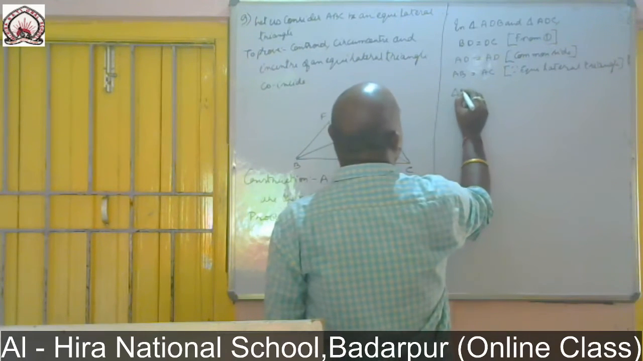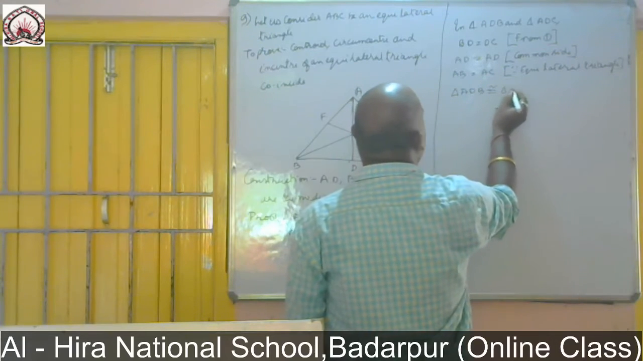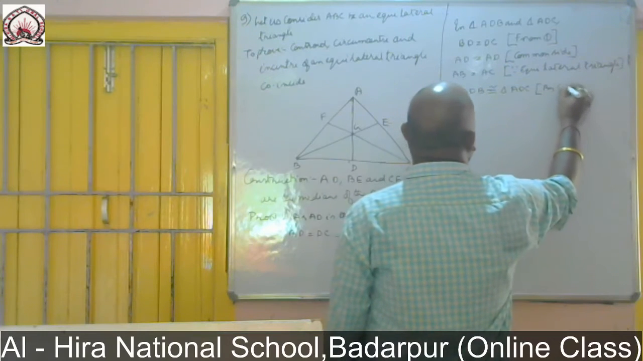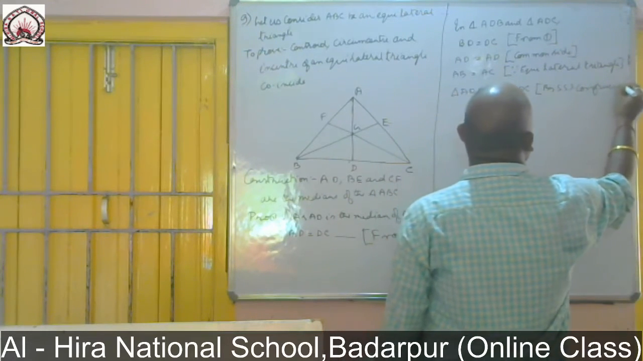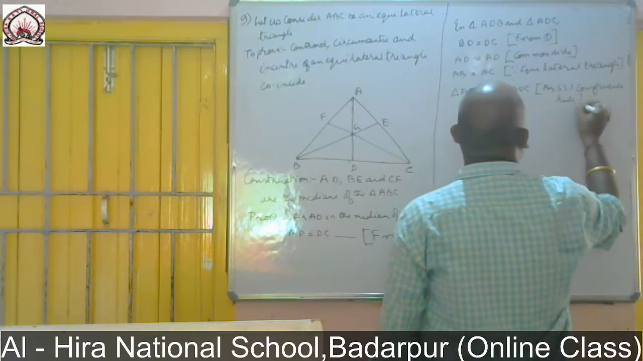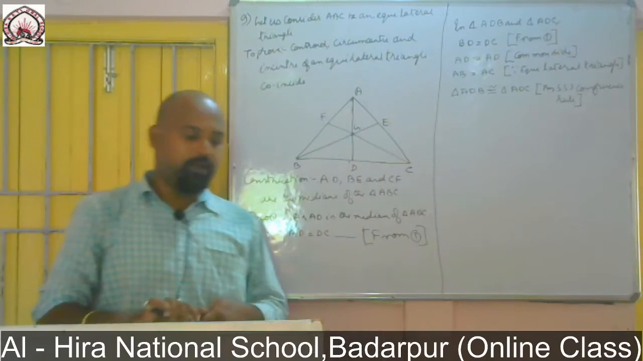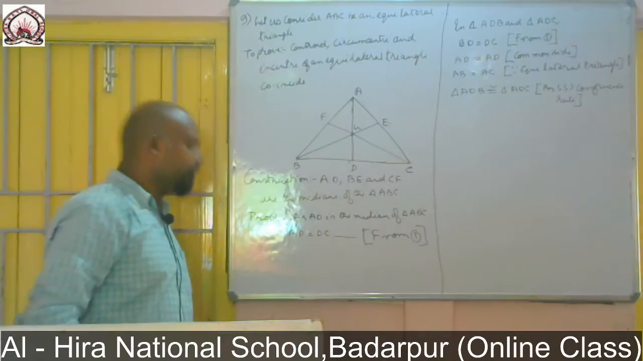So triangle ADB is congruent to triangle ADC by SSS congruence rule. Okay. By SSS congruence rule, these two triangles are congruent. So, by CPCT, what can you say?